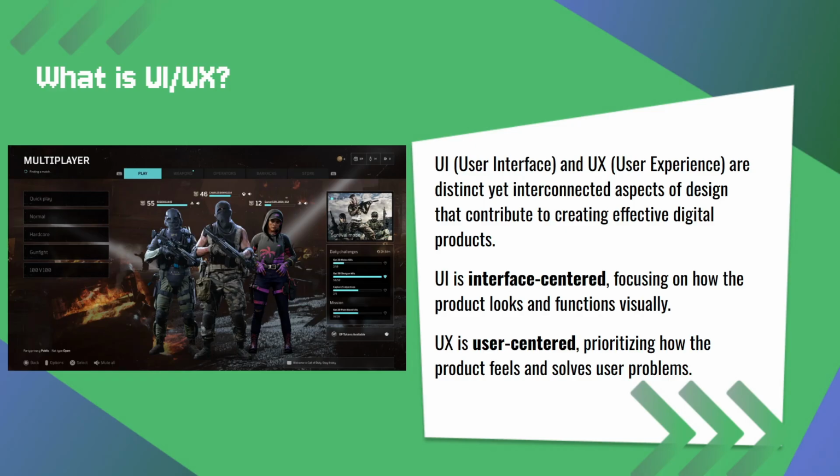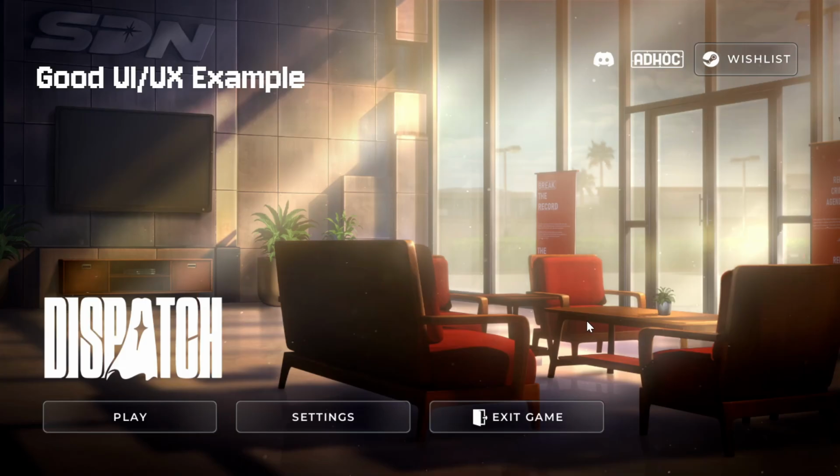As stated before, UI is interface-centered, focusing on how the product looks and functions visually, while UX is user-centered, prioritizing how a product feels and solves user problems. Now let's go over good UI and UX. Over here, we see the main menu for Dispatch, a recently added game on Steam, and it's fairly simple and straight to the point. This is a good example of UI and UX.